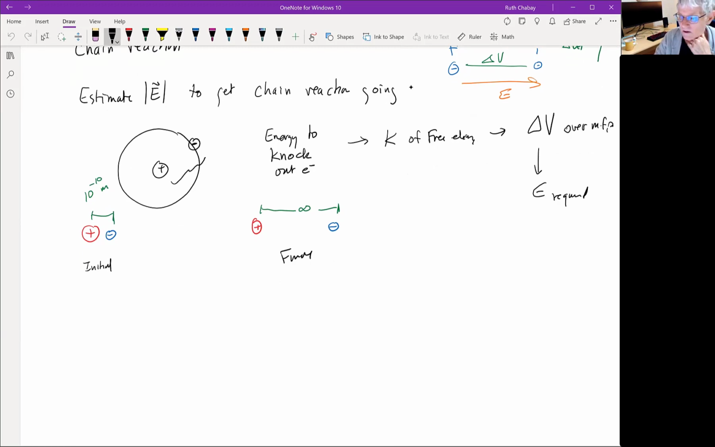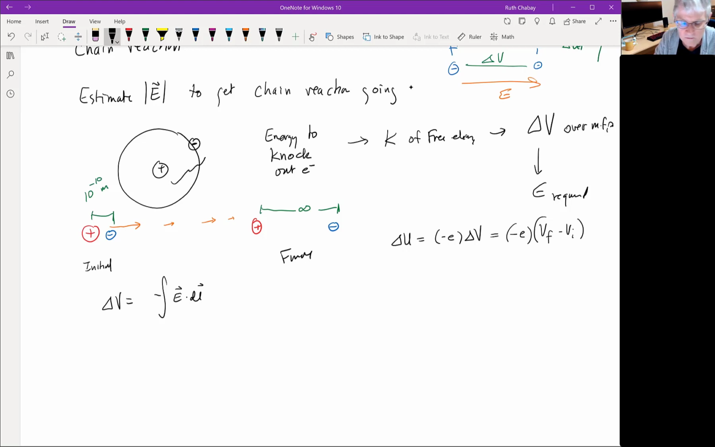And so we want the change in potential energy of the system, which is minus e times the change in potential, which is minus e times V final minus V initial. This potential difference is for taking the electron away. What's the field we're worried about? We're worried about the field due to the nucleus. So we're worried about the electric field due to this nucleus as we're pulling this electron away. So that's the potential difference, which is going to be minus the integral of E dot dl from initial to final.